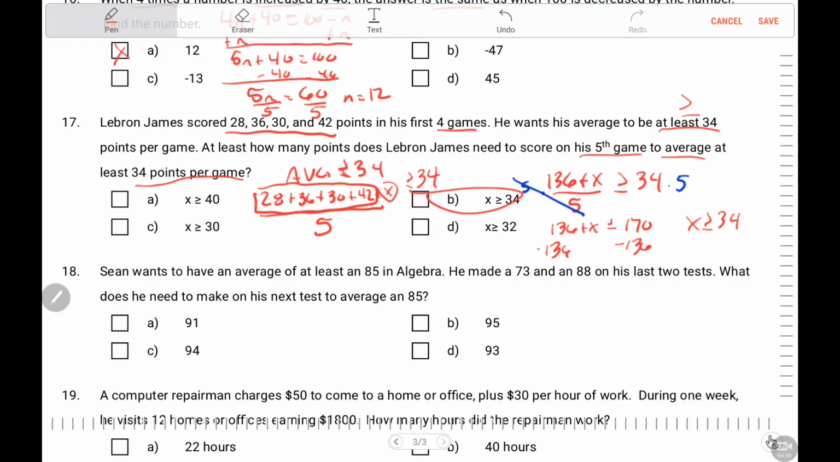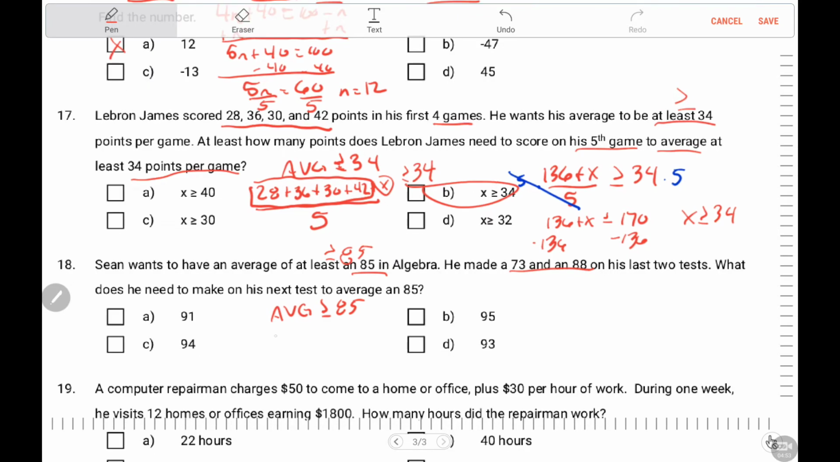Same thing with 18. Sean wants to have an average of at least 85. So greater than or equal to 85. Again, it's another average. He made a 73 and an 88 on his last 2 tests. What does he need to make on his next test to average an 85? So the average we want to be greater than or equal to 85.